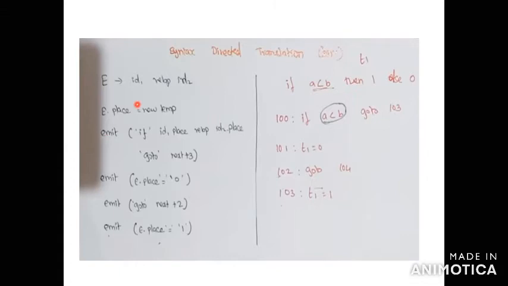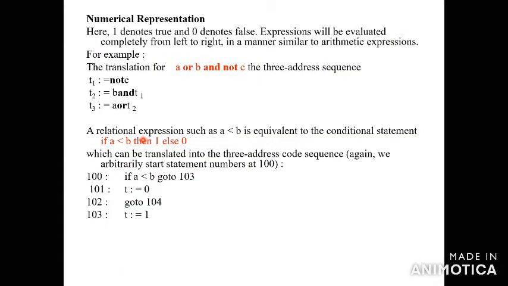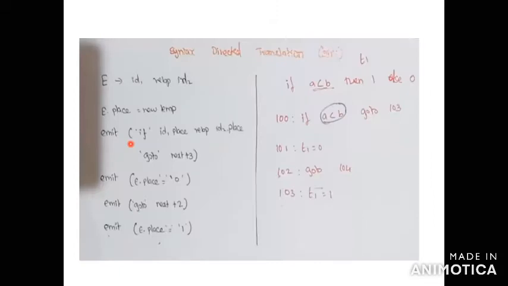Okay, this is the example of the input expression: if A less than B. A is an identifier, B is an identifier, and less than is a relational operator. Relational operator means less than, less than or equal, greater than or equal, not equal. So if the input is identifier, relational operator, identifier, you have to write the syntax for the given problem. Here you can check emit.